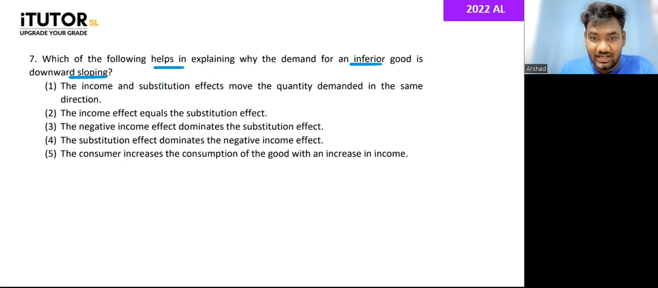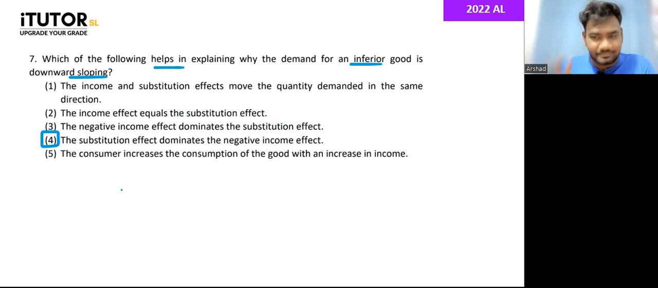So for an inferior good, income and substitution effect move in the same direction. Income effect is negative. Substitution effect is no, it doesn't move the same direction. Negative income effect dominates the substitution effect. No, substitution effect dominates the negative income effect. This has to be your answer. Consumer increases the consumption of the good with an increase in income. No. So answer has to be 4.